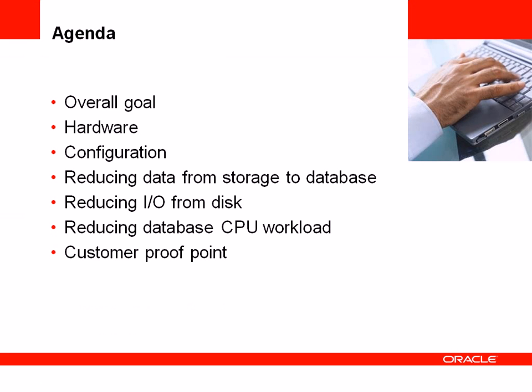So we'll talk a little bit about the overall goal of extreme performance, which is delivered by the Exadata database machine. Then we'll talk about hardware, the way the hardware and software are configured, and then reducing resource usage as it applies to data warehousing: retrieving data from storage to database, reducing I/O from disk, and reducing the database CPU workload. We'll end with one customer proof point, although there are many, many others, and then I'll be happy to entertain any questions that you might have.